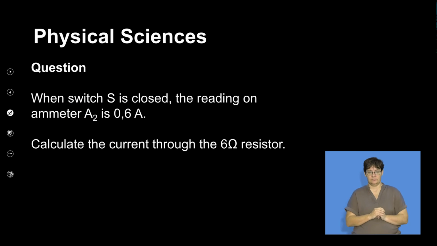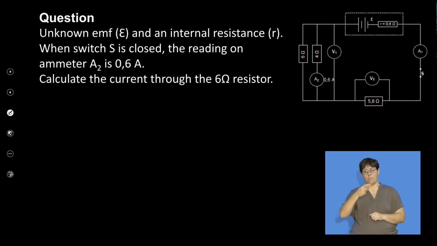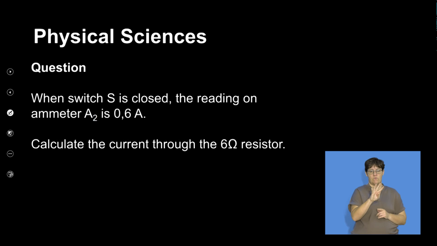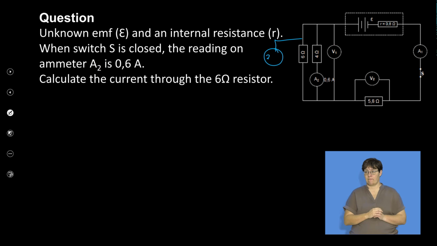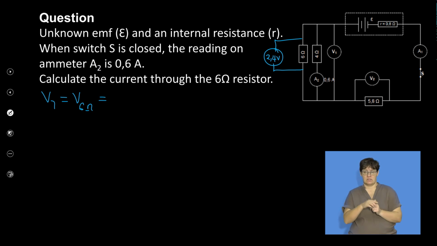Then there is a follow-up question that when switch S is closed, we're still saying the reading is 0.6 on ammeter A2. Now we want to calculate the current passing through the 6 ohm resistor. There is a fact that we have established, that V1 is equal to V across 6 ohms, which we obtained to be 2.4 volts. So we're using this value that we obtained.